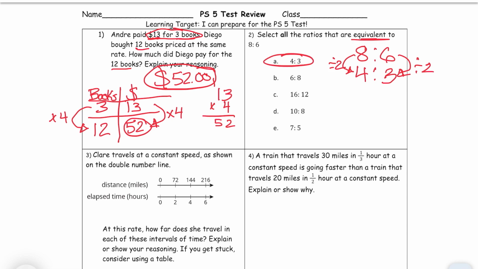6 to 8, if you flip the numbers, it is not equivalent. That does not work. Okay, so the first number should always be bigger than the second number if the ratio is that way. Next one, 16 to 12.